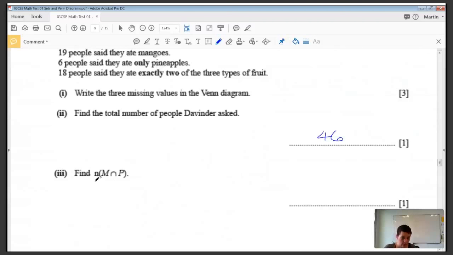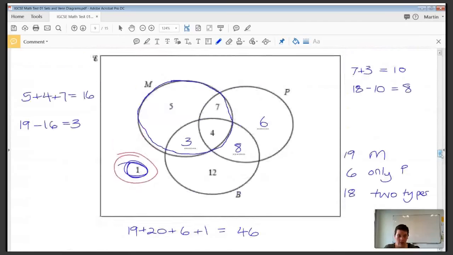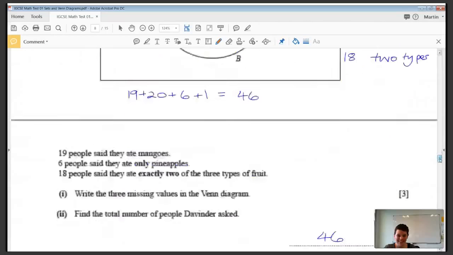And then we're asked again one of these n questions, the number of elements. Okay, so there they want us to find the number of elements in M intersected with P. So we have to go back to our Venn diagram and look for M intersected with P. So where does M cross over P? It's in this piece here. So we have these 2 groups of people, 7 plus 4. And 7 plus 4 gives us 11.